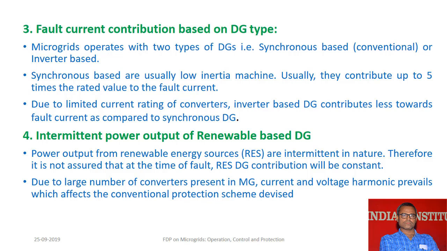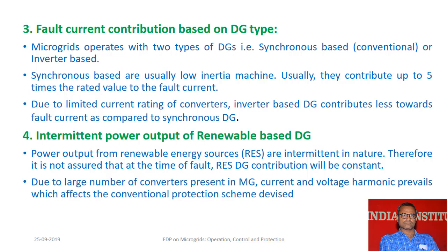There are different types of DG used: synchronous based, inverter based, right? Storage, right? So a microgrid operates with two types of DGs: synchronous and inverter. Synchronous based are usually low inertia machines. Usually they contribute up to 5 times the rated value of fault current. But due to the limited current rating of converters, inverter based DG contributes less towards fault current as compared to the synchronous DG.